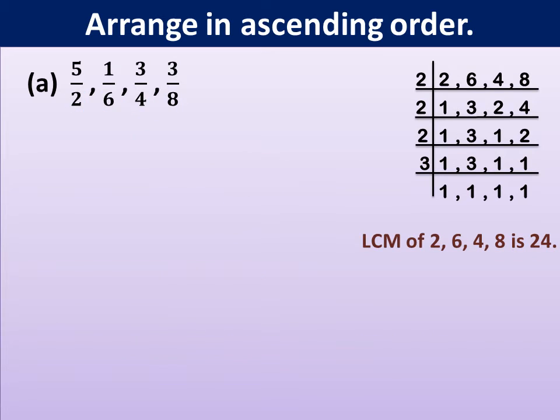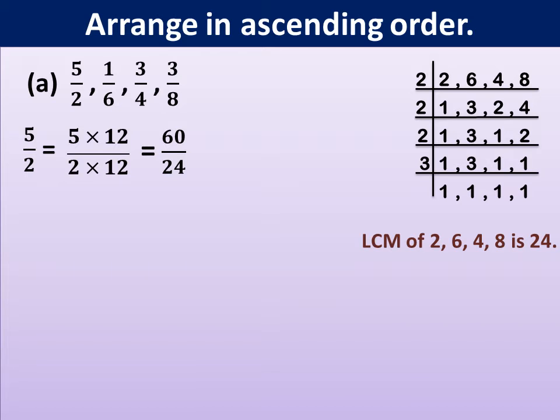We have to bring 24 at the place of denominators because our LCM is 24. First we take 5 upon 2 to make the denominator same. Which digit will you multiply to bring 24 in the denominator? Yes, the number is 12 because 12 twos are 24. So we multiply numerator and denominator by the same number 12. 5 12s are 60 and 2 12s are 24. So the fraction is 60 upon 24.